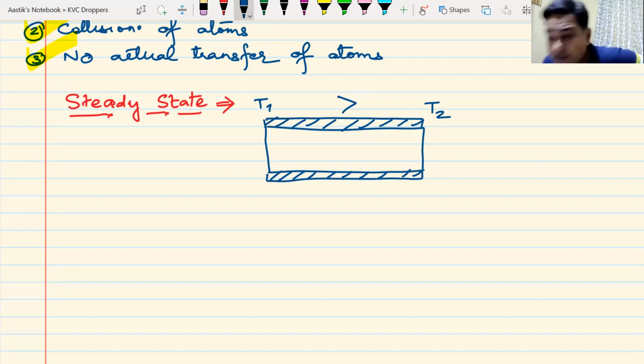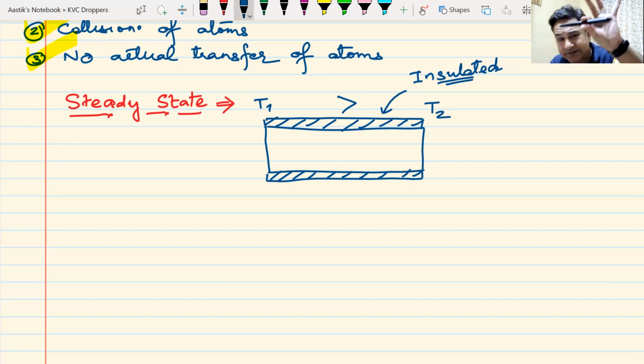What do you mean by this steady state? So, what I have done here, I have taken a solid body, and whatever is here is insulation. Now, why have I insulated this? So that no heat is getting lost in the form of radiation. I told you, everybody radiates. We lose heat in the form of radiation. Radiation is not the topic that we are studying right now. Right now, we are concentrating on conduction.